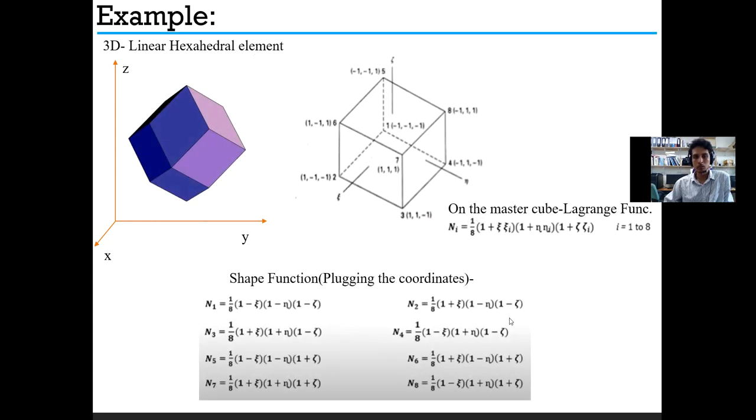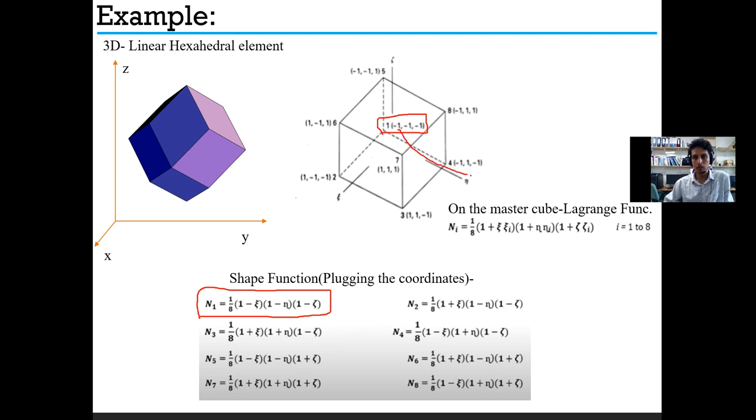However, for the hexahedral element, this problem has been taken from one of the YouTube videos of an Indian professor. Here is a linear hexahedral element which has these coordinates. For the master cube, the Lagrange function equation is quite like that, where I is equal to 1 to 8. There are 8 nodes. For the 8 nodes, we will just plug the coordinates into these equations. I will just demonstrate one for N1, how it has come about. In zeta I, eta I and zeta I, we will just plug in these values.